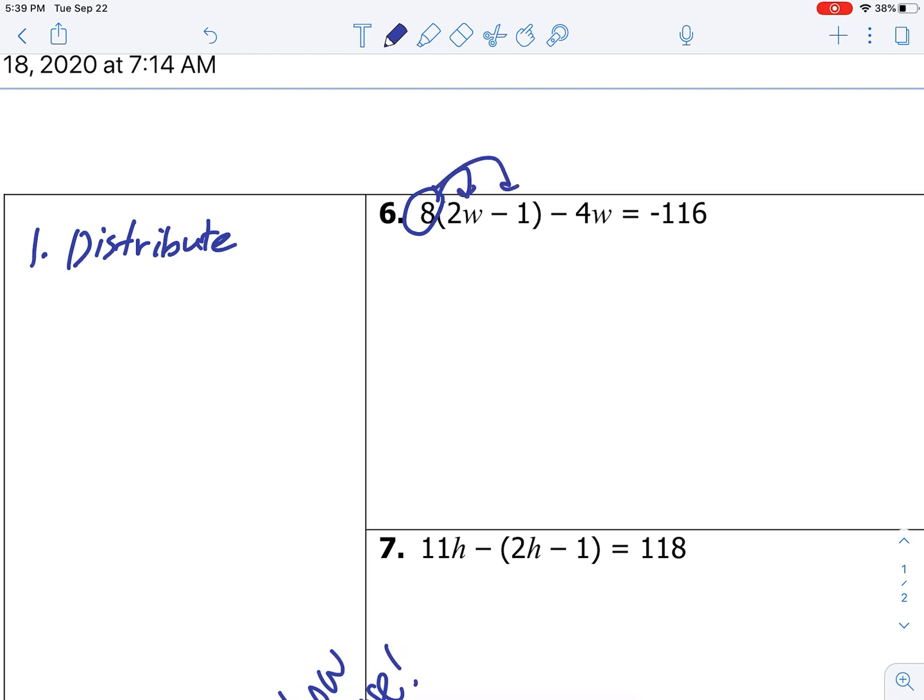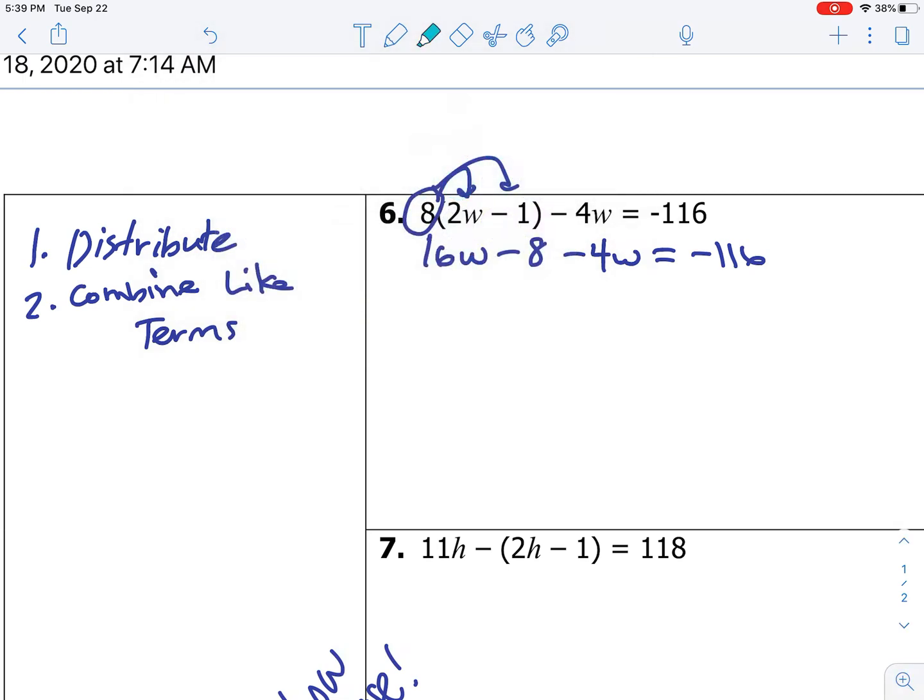What is 8 times 2w? 16w. What is 8 times negative 1? Negative 8. And from here, I'm just going to copy down the rest of the problem until we're ready for our next step. So step 2, remember, is combine like terms.